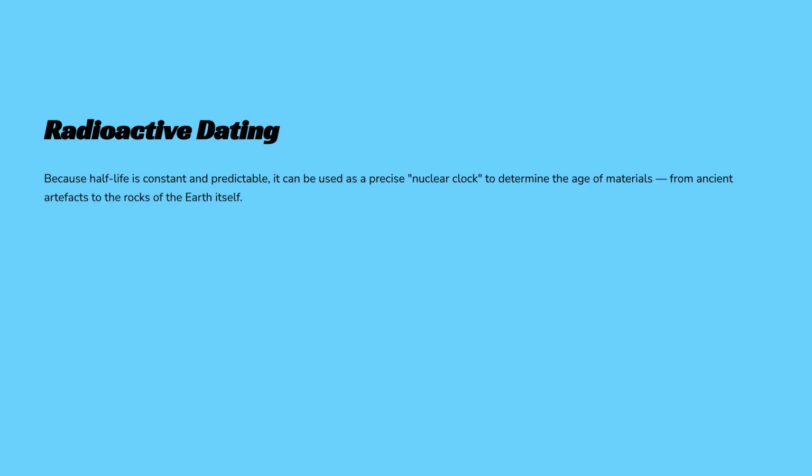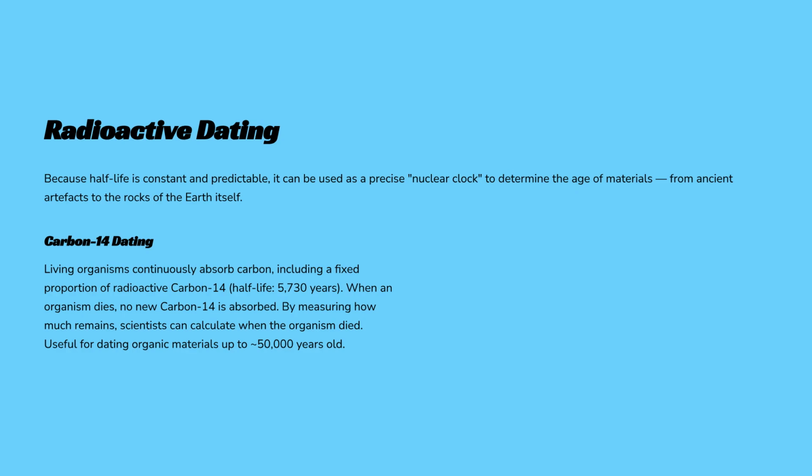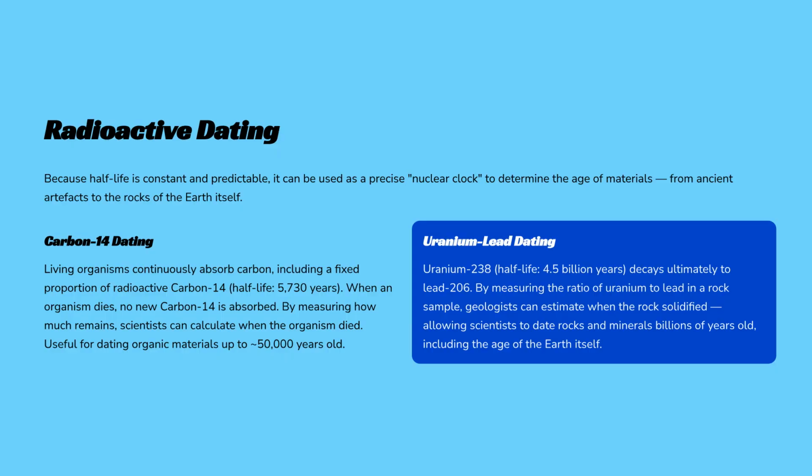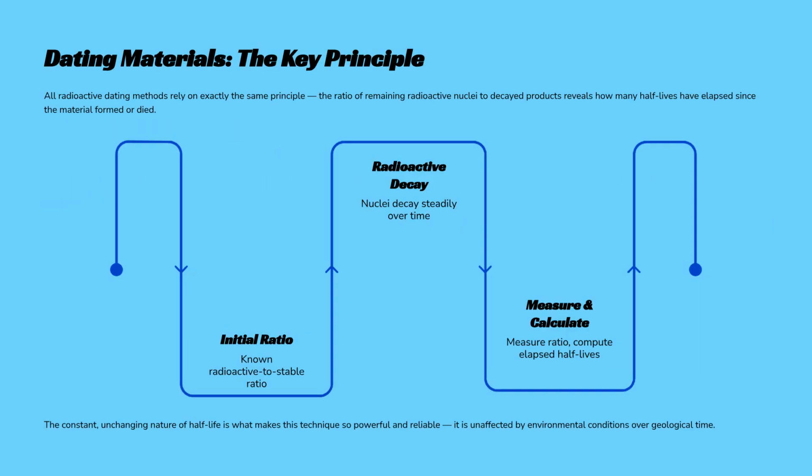Radioactive dating utilizes the constant half-life as a nuclear clock. Carbon-14 is excellent for dating organic materials up to 50,000 years old, while uranium-lead dating is used for geological samples dating back billions of years. The core principle is the ratio of radioactive nuclei to stable products. By measuring this ratio, we can work backward to determine how many half-lives have passed since the material was formed or the organism died.